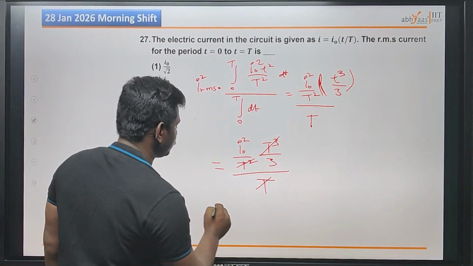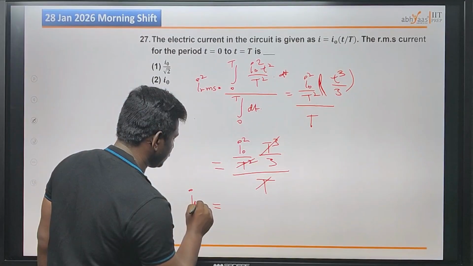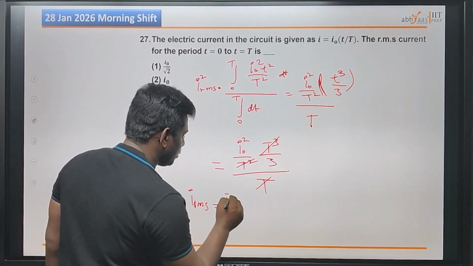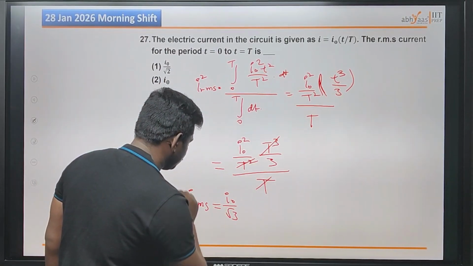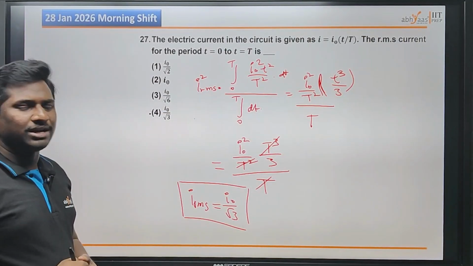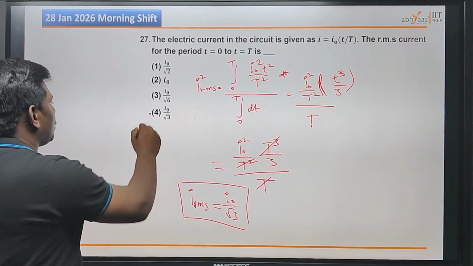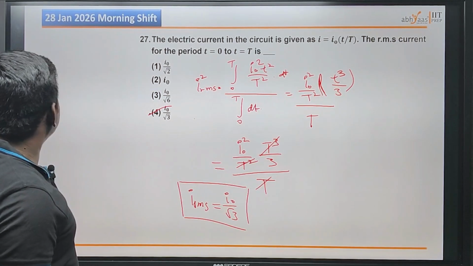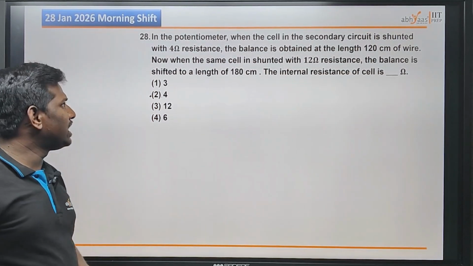Okay. So I RMS can be written as I naught by root 3. So option 4 is your answer. Next question, question number 28.